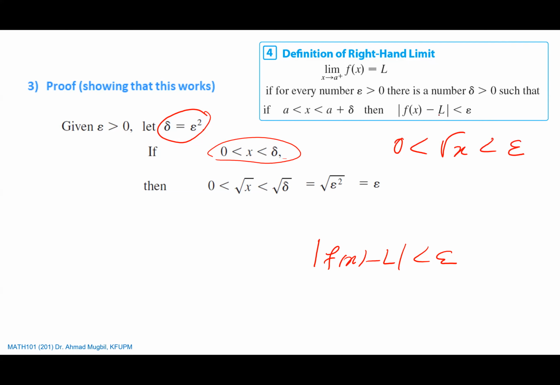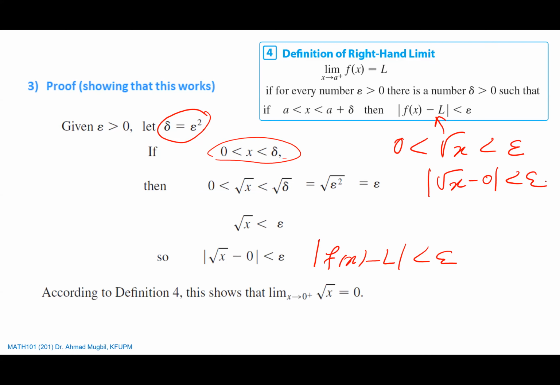Now, in fact, this is equivalent to this, because the absolute value of x minus 0 is the same. Take the absolute value, it is the same, less than epsilon. That's it. So we have that the absolute value of f(x) minus L is less than epsilon. And this proves that the limit of this function is 0.